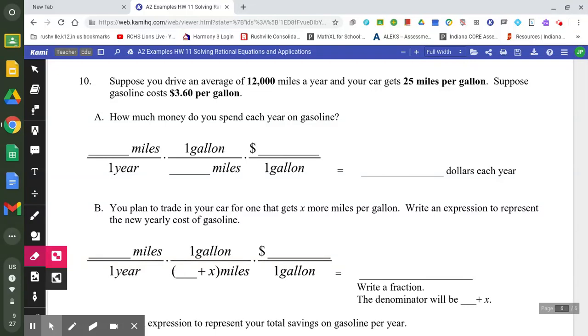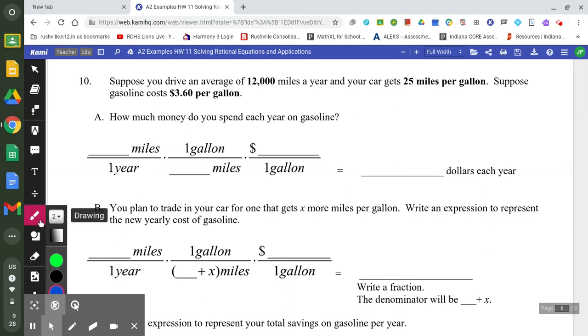So this is from homework 11, and it's example 10. 1 through 9 are on a different video, but I needed to redo this one. So suppose you drive an average of 12,000 miles a year and your car gets 25 miles per gallon. Suppose gasoline costs $3.60.